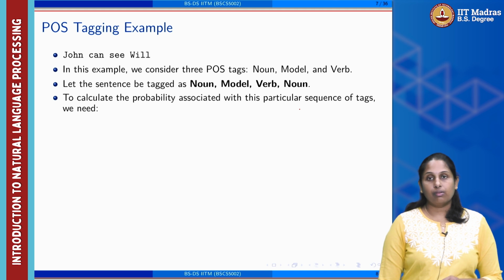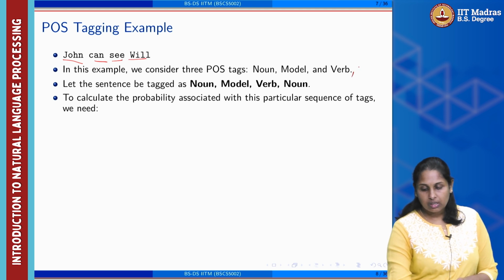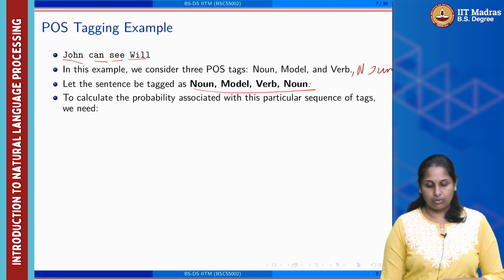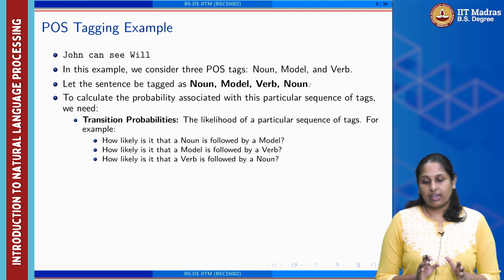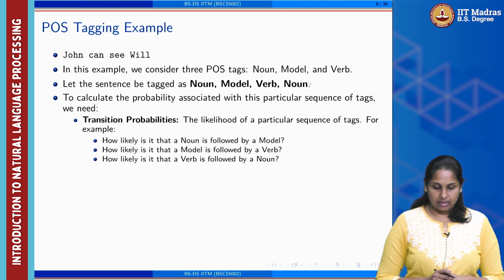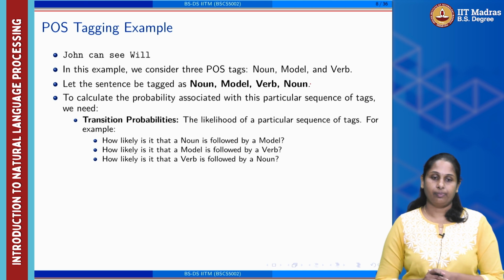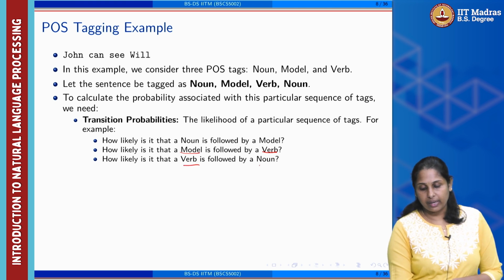Now, in this example, John can see will, we have a noun, a modal and a verb, followed by another noun. So, to calculate the probability associated with a particular sequence of tags, what we need now is the transition probability. It identifies the likelihood of a particular sequence of tags. For example, how likely is it that a noun is followed by a modal, how likely is it that the modal is followed by a verb, and how likely is it that a verb is followed by a noun?